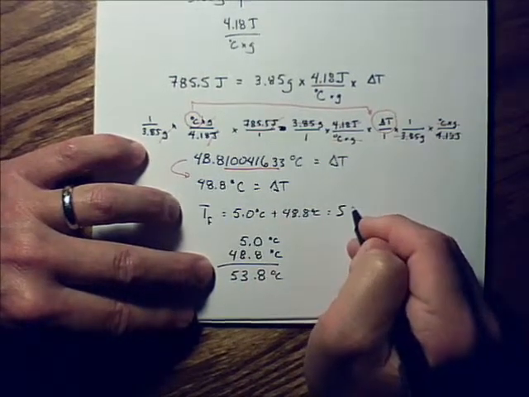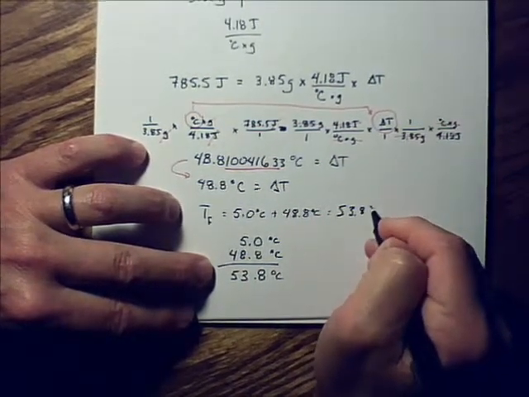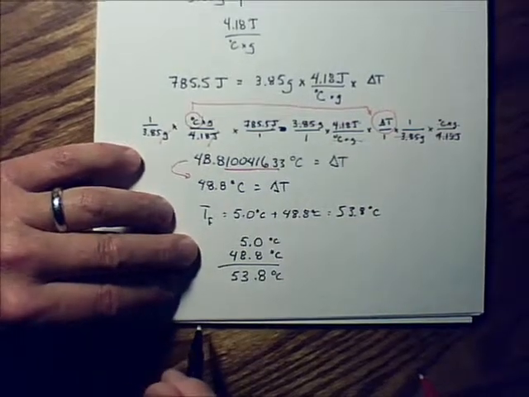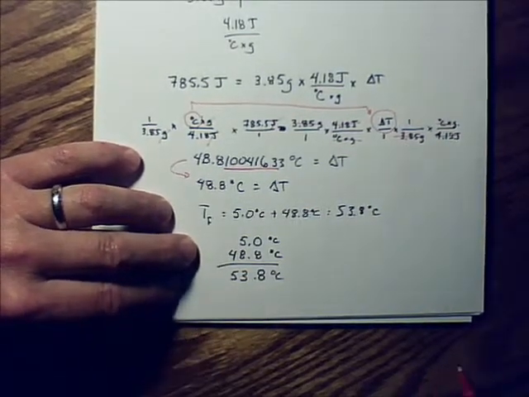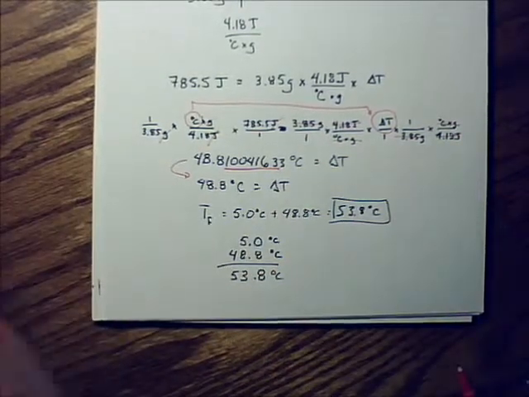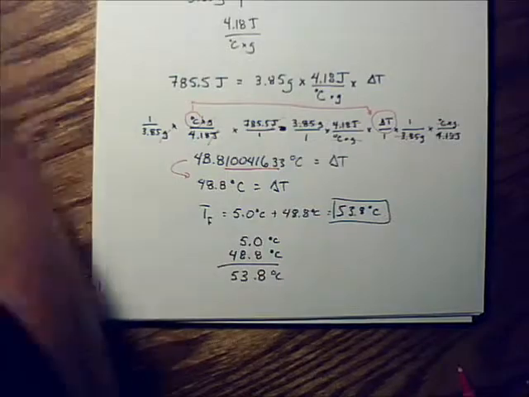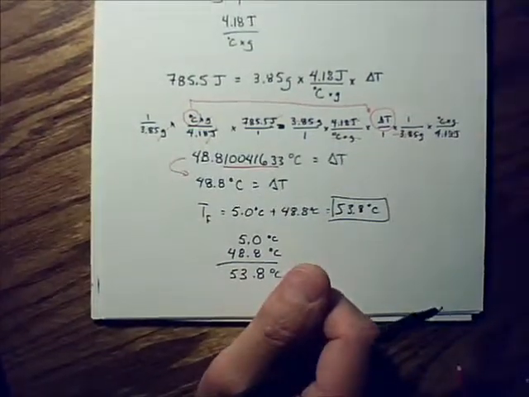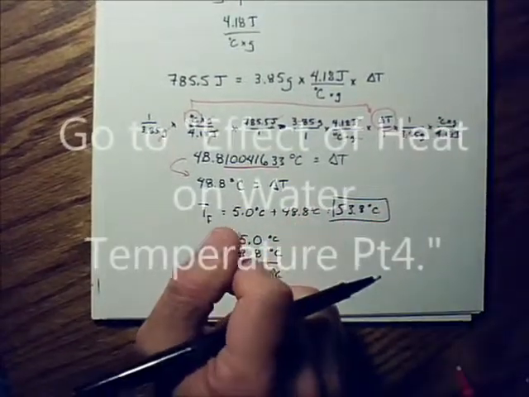So 53.8 degrees C, right? That's the final temperature. T sub F is temperature final. So there's our final answer. Our final temperature is going to be 53.8 degrees C, assuming there was no transfer of that heat energy to the surroundings. It was perfectly insulated.